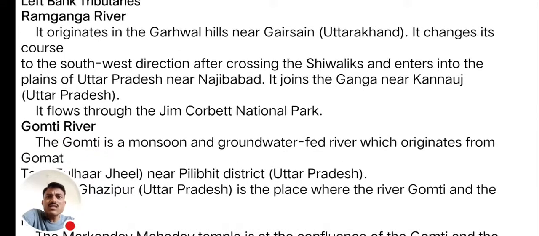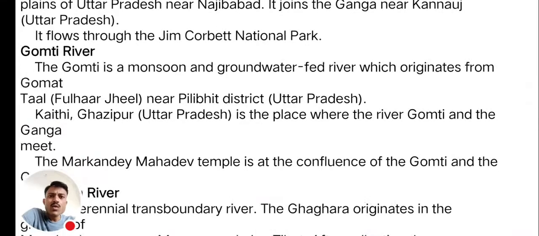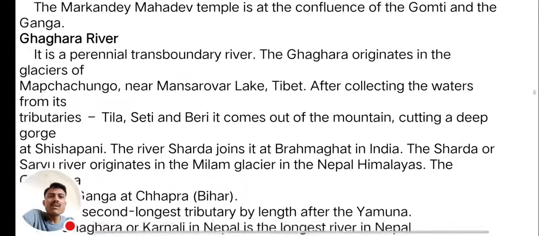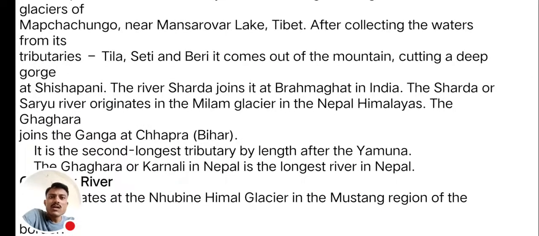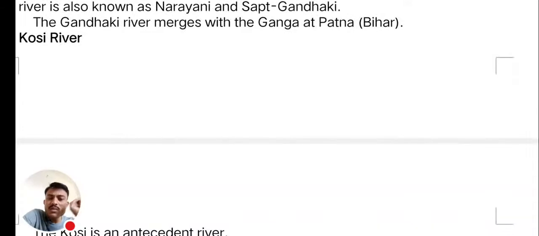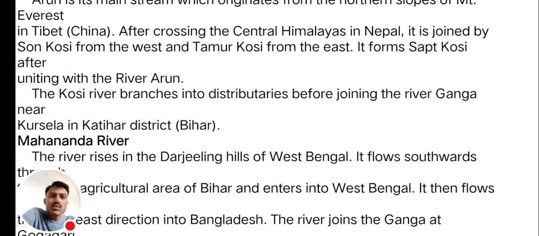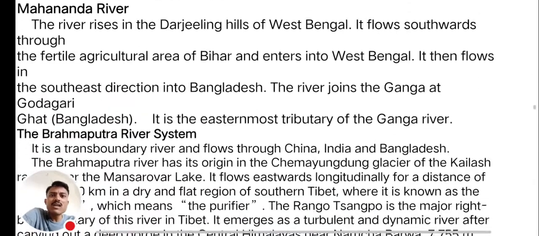So national parks are also covered in this. Means if any river is going through any national park, that is also added. This also is asked in the UPSC prelims exam. Okay, Gomti river is given, Ghagra river, important. So you can go through all this. Gandak river is given. This is the Ganga river system, a very big river system. Then Kosi river, then Mahananda river.